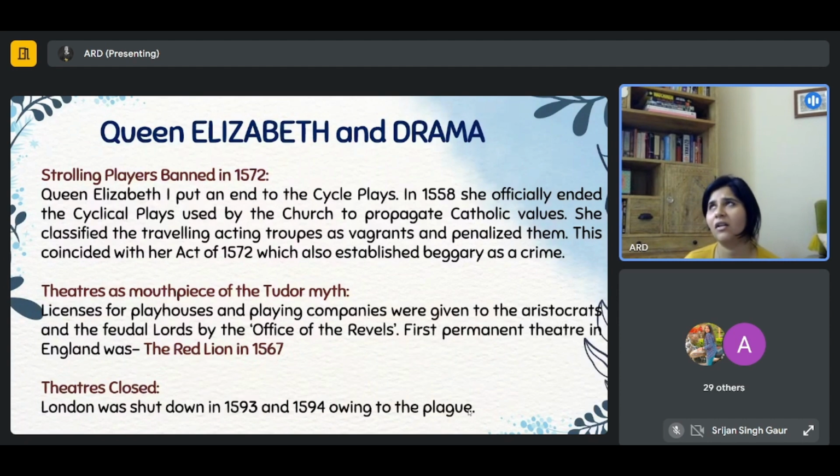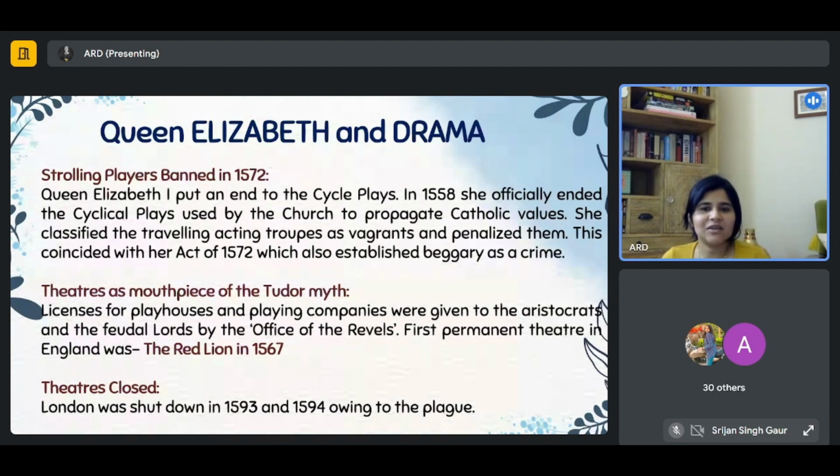Anti-Vagrancy Act, और इसका बहुत ना लंबा सा नाम है, Anti-Vagabond Act. Okay, of 1572. It juxtaposed vagrants with beggars. That if you will be traveling troupes, if you will be traveling from town to town, you will be penalized. So that is how ये जो churches थे या lower clergymen थे who would propagate these plays, उनका तो वो खत्म हो गया business.